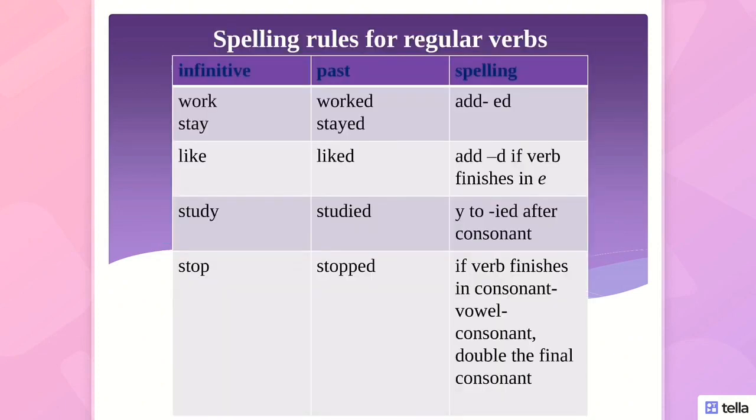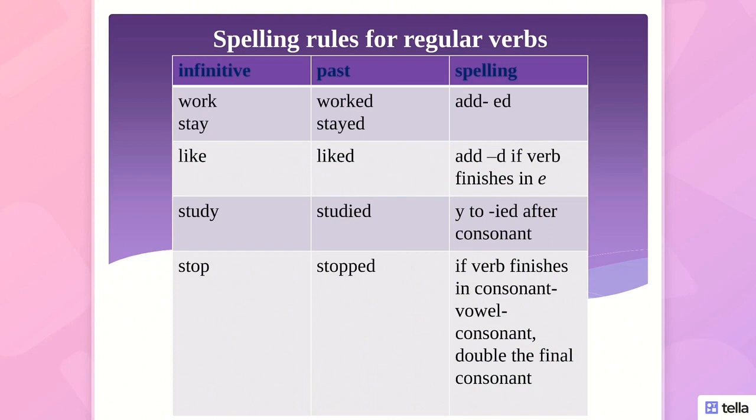And right now it's time to consider spelling rules for regular verbs while adding ed. So, if there are common regular verbs in front of us such as work or stay, then we just add ed to make the past form. For example, work, worked, stay, stayed. But if our verb has e in the end, then we have to add d, but not ed, to make its past form. As in the example, like, liked. You see, there is no double e in the word liked. There is just one e.